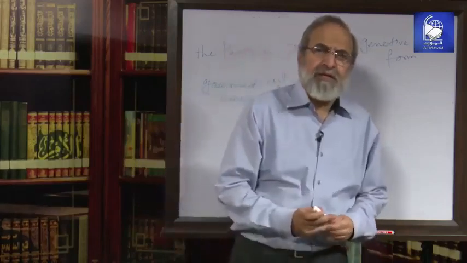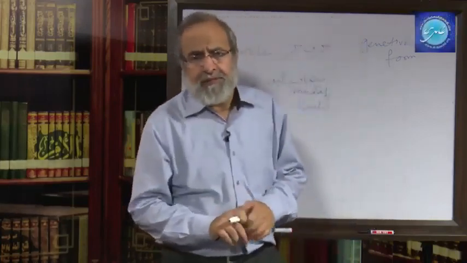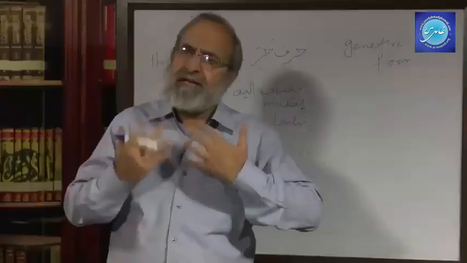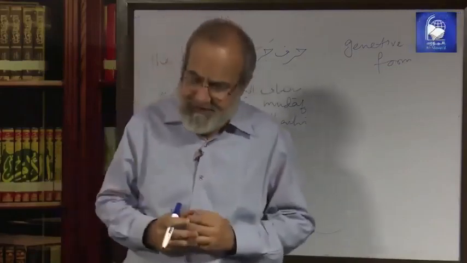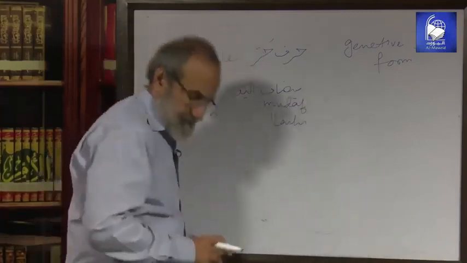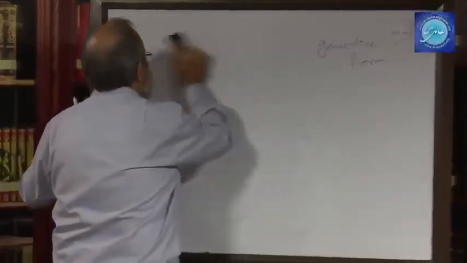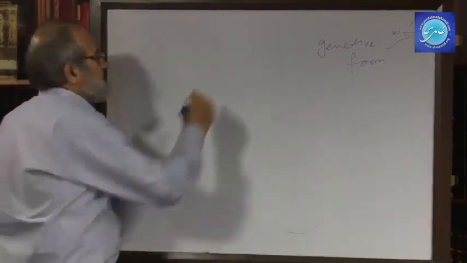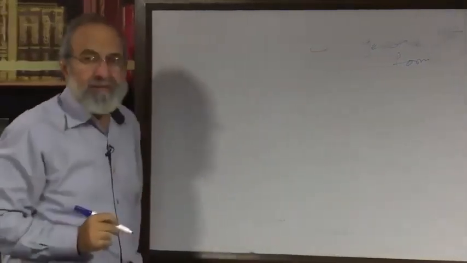But amongst these 17 huruf jar, there are lesser than 17 that are directly relevant for us, which are more frequently used in the Quran. And let's take them one by one. Let's take the first one, ba, bay, which means with.